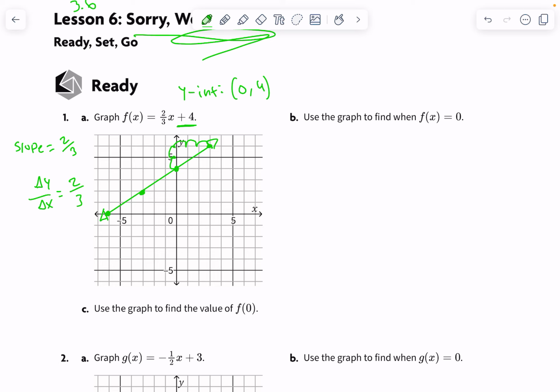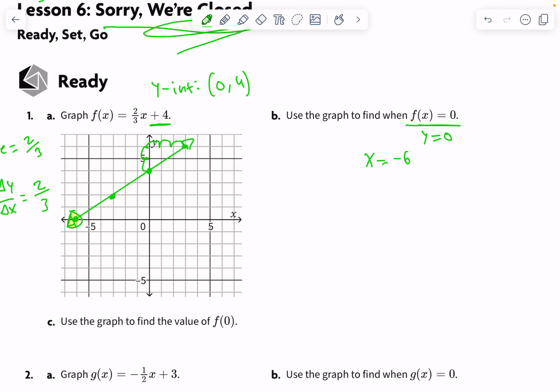Let's go to the next question. Use the graph to find when f of x equals 0. Okay, so when does f of x equal 0? This is when y is equal to 0. So when is y equal to 0? Right here, right? At what value is that? -6. So x is -6. That's how you would do it graphically.